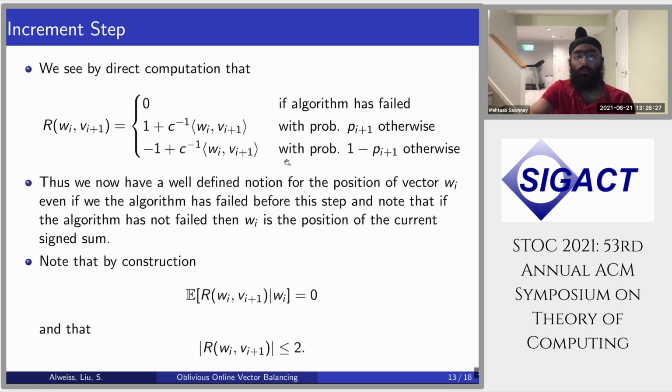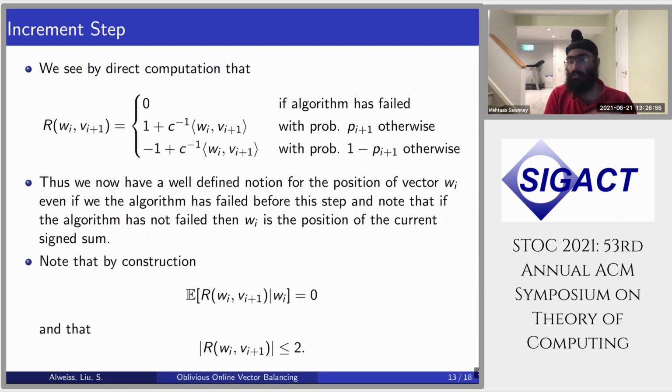And now, if you just do a direct computation, it turns out that r of Wi, vi+1 is 1 plus C inverse Wi vi+1 with probability pi+1, and minus 1 plus C inverse Wi vi+1 with probability 1 minus pi+1. This is just the inner product of the two vectors. And note, this gives you an easy way of defining what Wi+1 is if the algorithm has failed. You just set it to be 0.